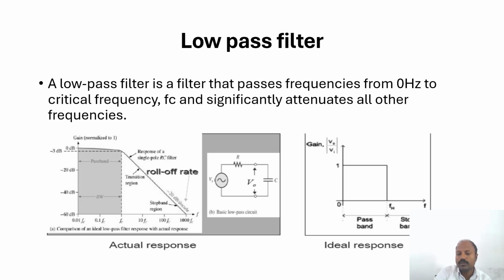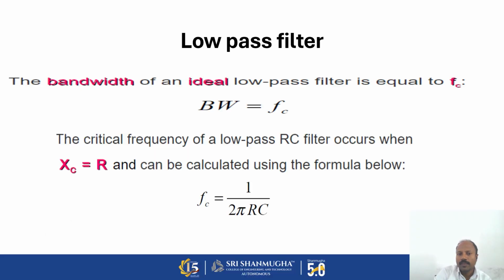So this is a lower frequency is considered pass band and higher frequencies a stop band; we are showing that in the figure. So next, low pass filter. The bandwidth of an ideal low pass filter is equal to FC. That is the bandwidth range, the range of frequency which is allowed, we are considering that as the FC, that is a critical frequency. The critical frequency of a low pass RC filter occurs when Xc equal to R and can be calculated using the below formula.